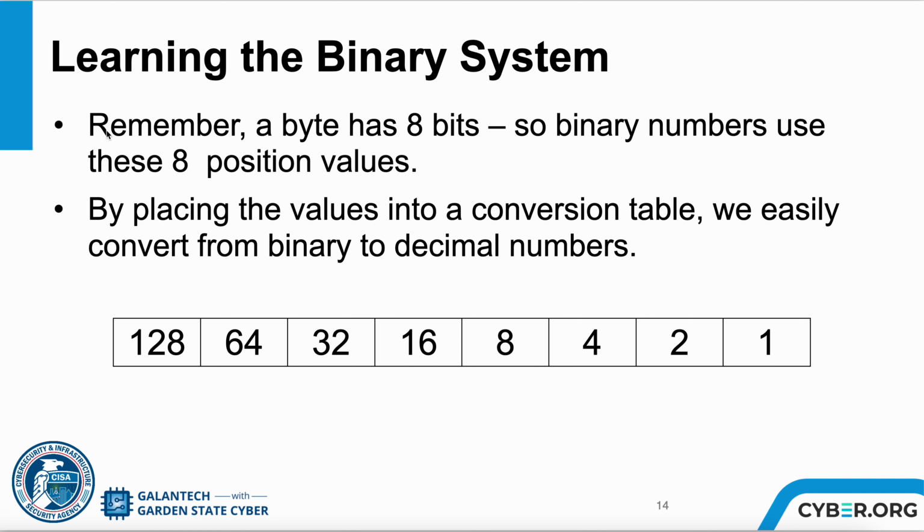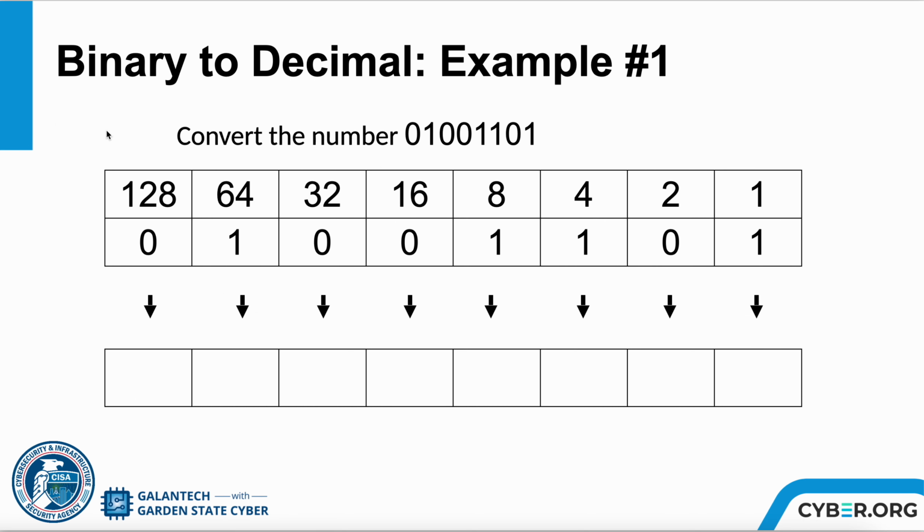Remember that a byte has 8 bits. So binary numbers use these 8 position values. By placing the values into a conversion table, we can easily convert from binary to decimal numbers. So here we have our place values 1, 2, 4, 8, 16, 32, 64, 128. If we look at this number here, 0, 1, 0, 0, 1, 1, 0, 1, what decimal number is that?